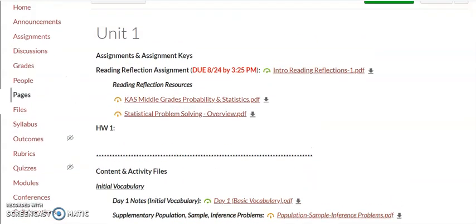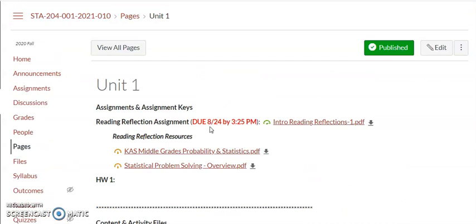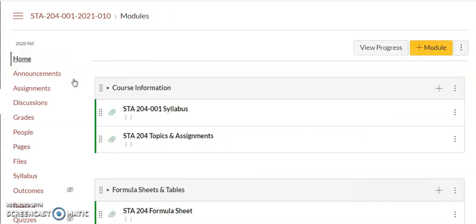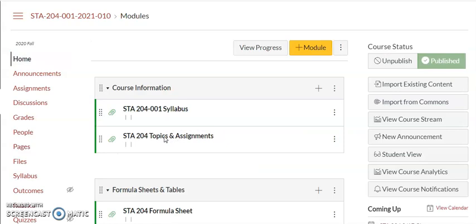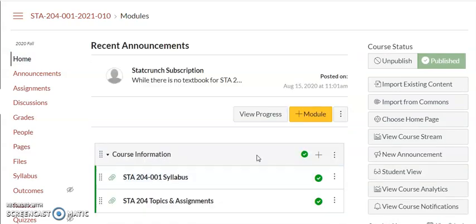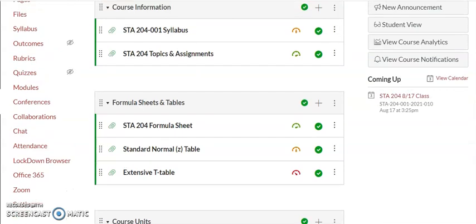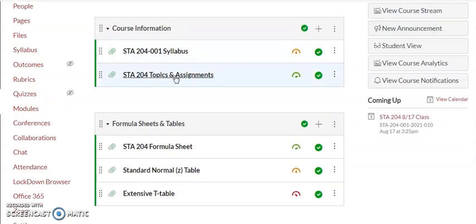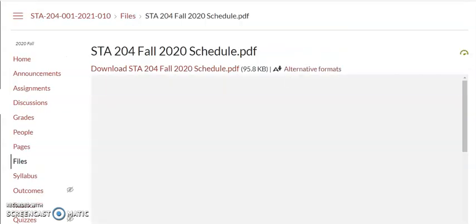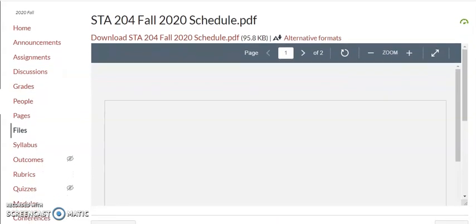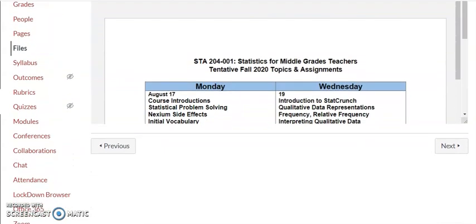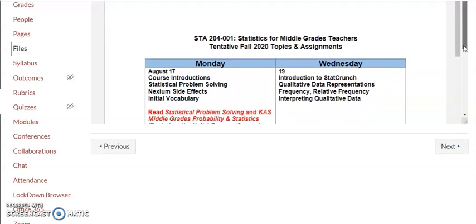So every day when we have class, you should go to the unit page and look at the particular topic. Now, how do you tell which topic we're covering? Each topic is posted on the course information topics and assignments page. On that page, I list, and this is tentative, my best guesstimate of what we're going to be covering each day in the class.